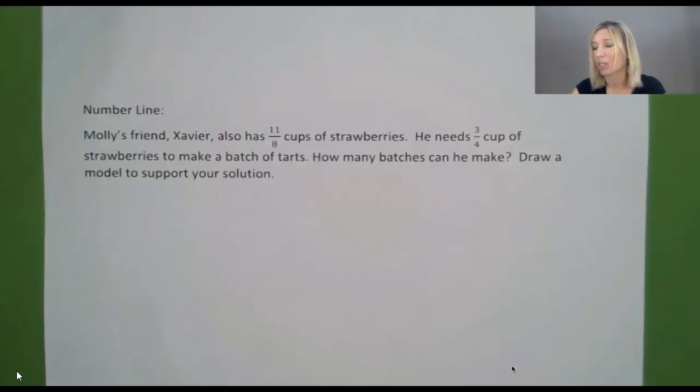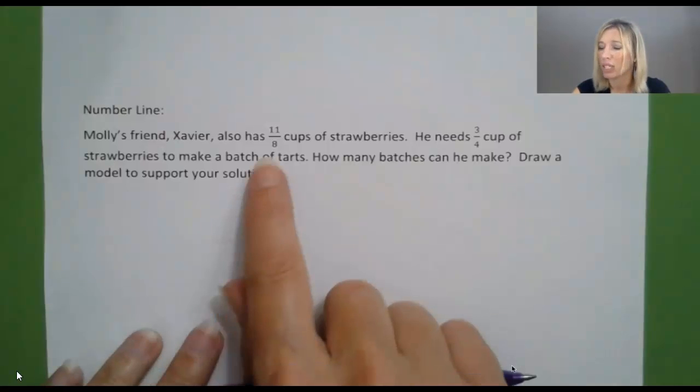Molly's friend Xavier also has 11/8 cups of strawberries. He needs 3/4 cup of strawberries to make a batch of tarts. How many batches can he make? Draw a model to support your solution. This time, it asks us to draw a number line. In a previous lesson, we solved this problem before, but we used a tape diagram. Today, we're going to try using a number line to think about this problem.